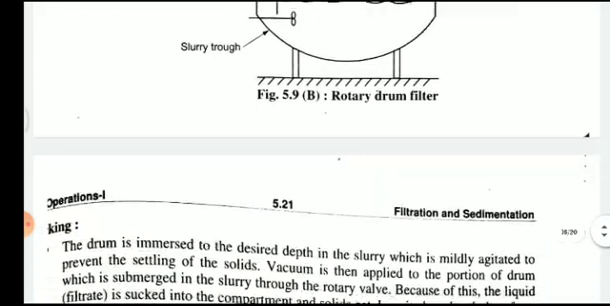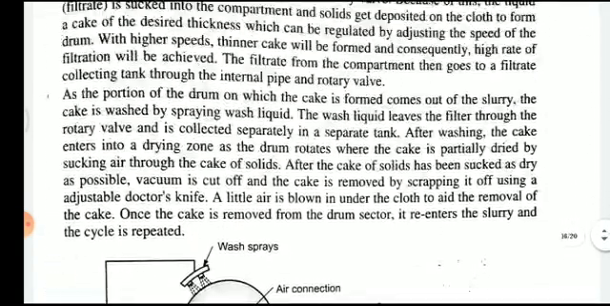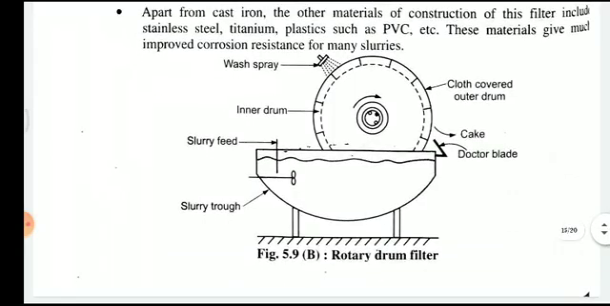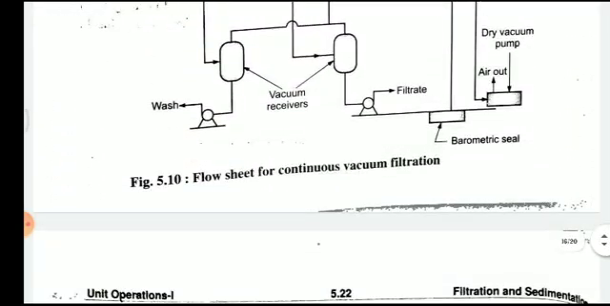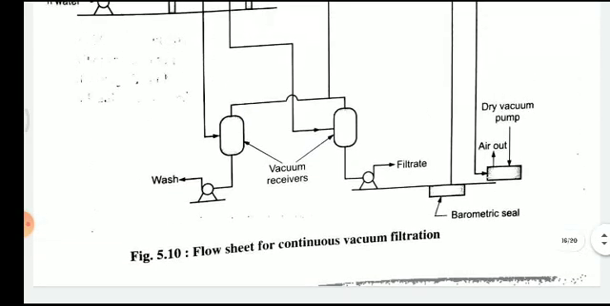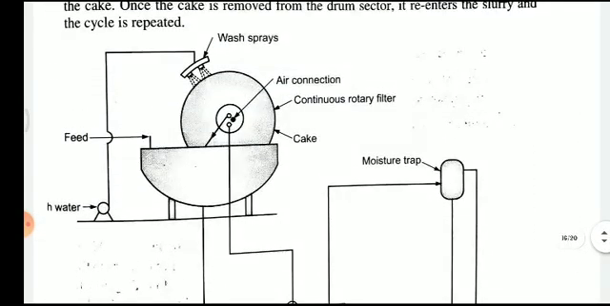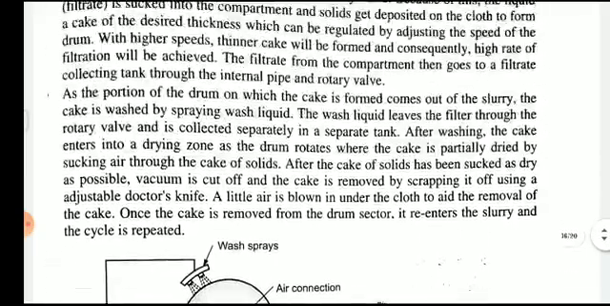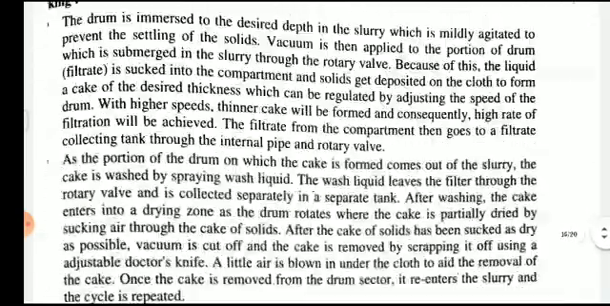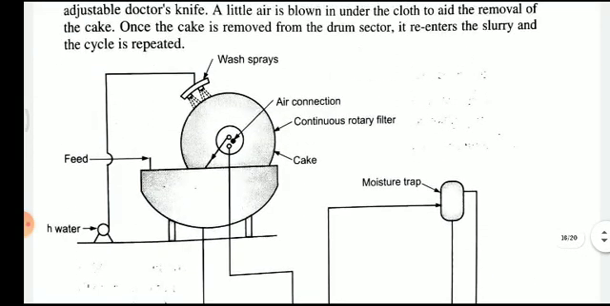So these are the workings of the rotary drum filter. Here continuous operation is given, that is continuous vacuum filtration. This one is also another theory. The earlier one is a batch operation and this one is a continuous operation. Okay. So here is the hot water, or here is the feed.